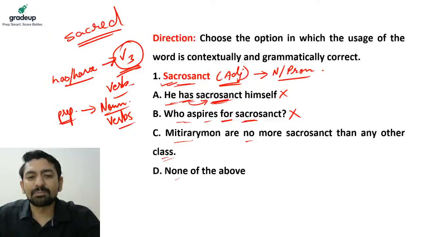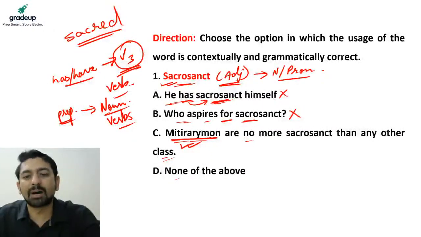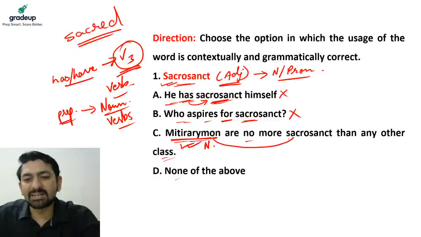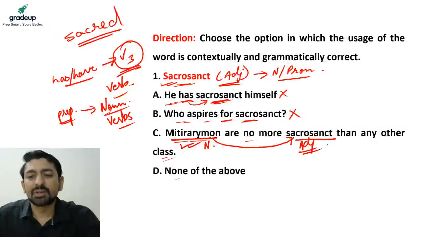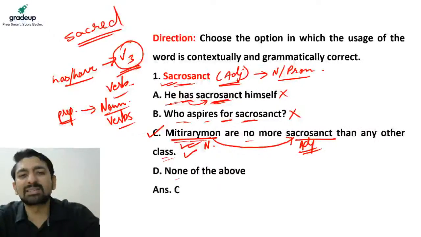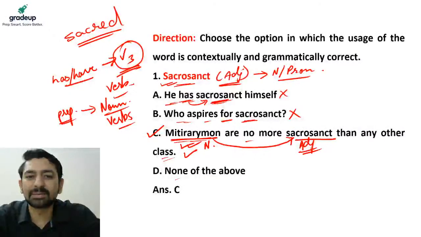Now C says, Mithirarimon are no more sacrosanct than any other class. Mithirarimon is a kind of a class which I am talking about. And this is a noun, and sacrosanct is giving you information about that noun. So sacrosanct is what? An adjective. So the usage of sacrosanct in the third sentence is absolutely correct. So C is the answer. Whosoever said C was absolutely right.